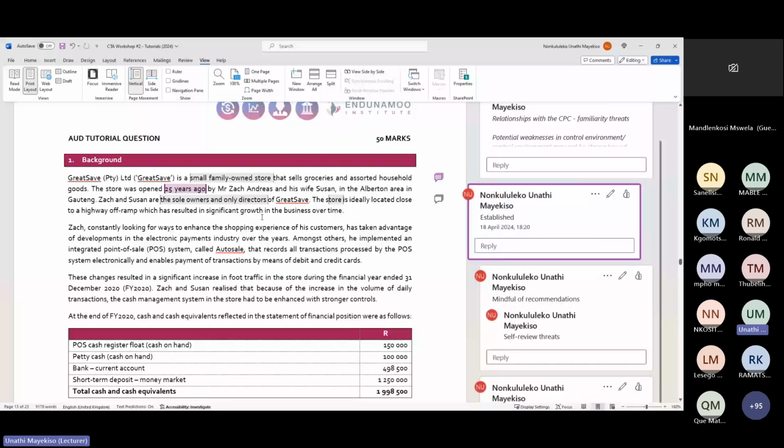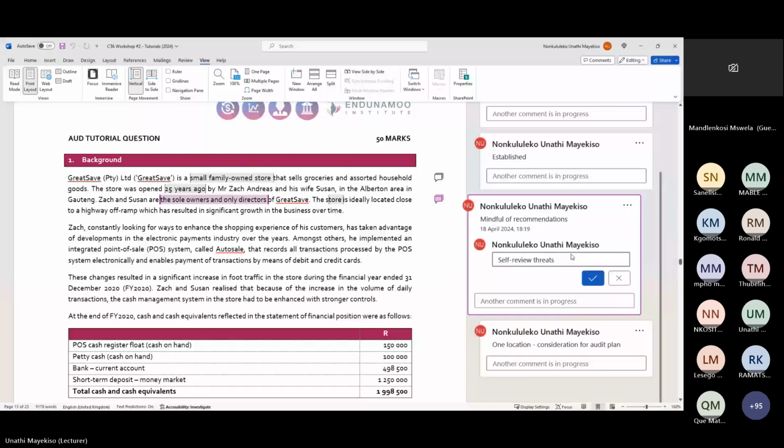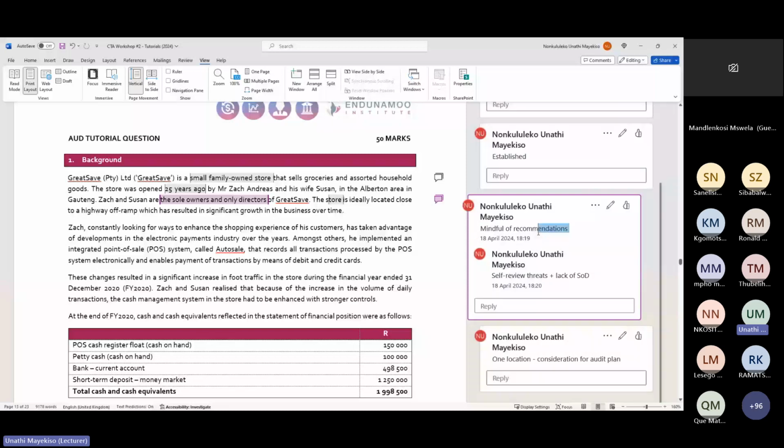Coming back to the self-review threat, what from a control perspective walks hand in hand with a self-review threat? Segregation of duties. Yes, segregation of duties, or rather the lack thereof. Or can we appoint an external person for our books? You can, but you must be mindful of the recommendations. If it's practical for them from an affordability perspective, then yes. If not, maybe not. But you can still give it as a recommendation, if it is practical to do so.